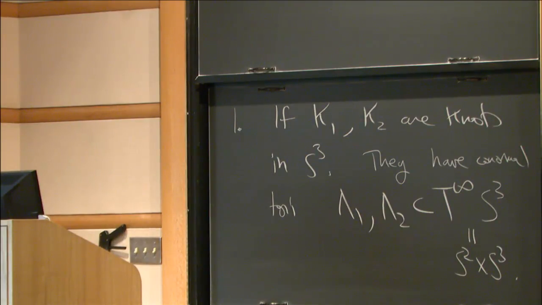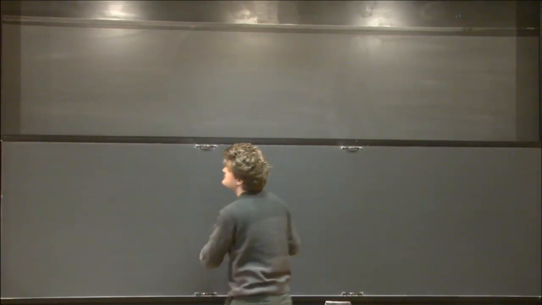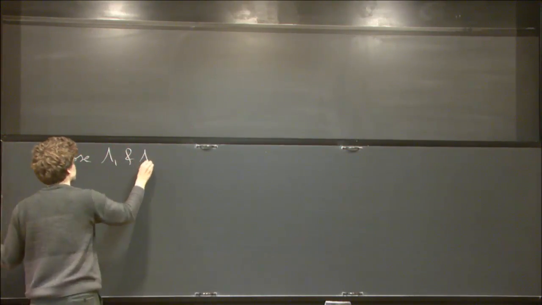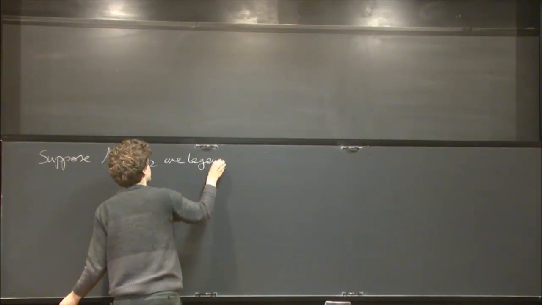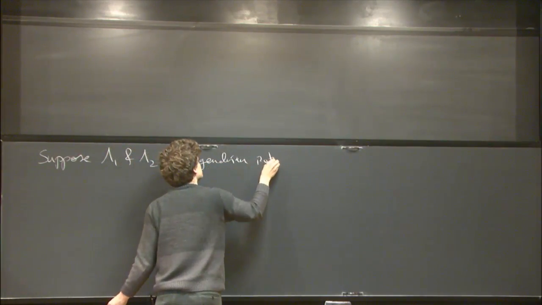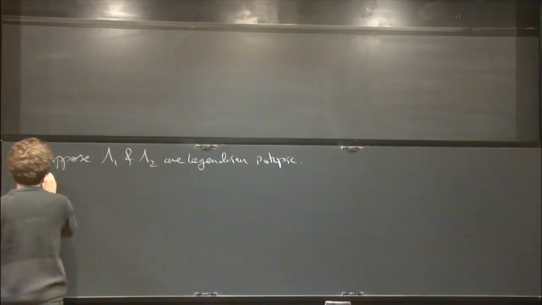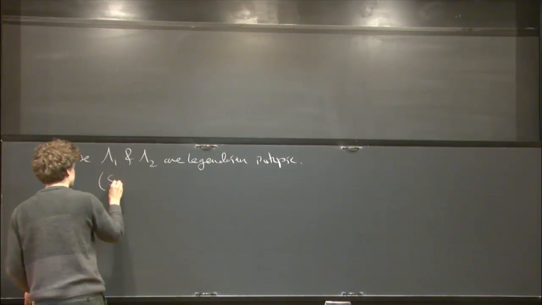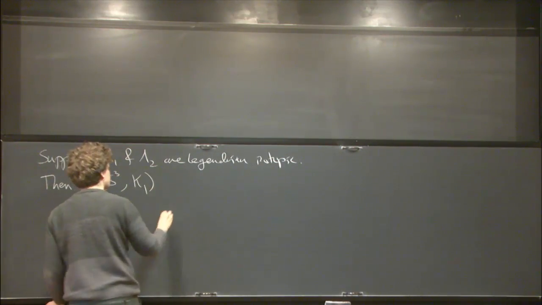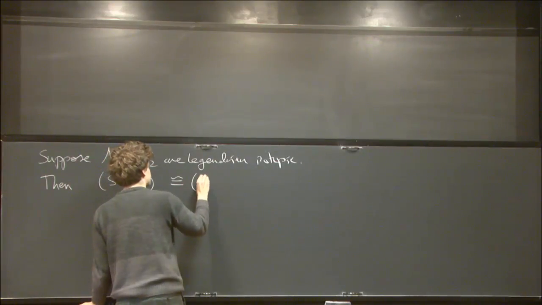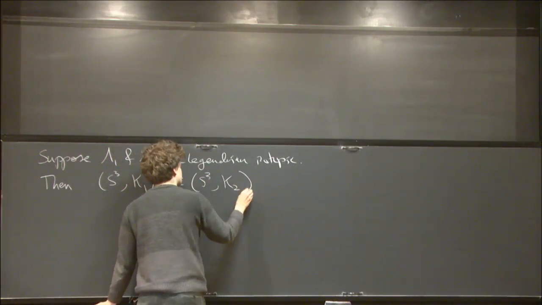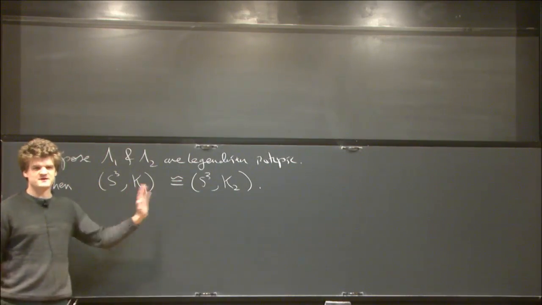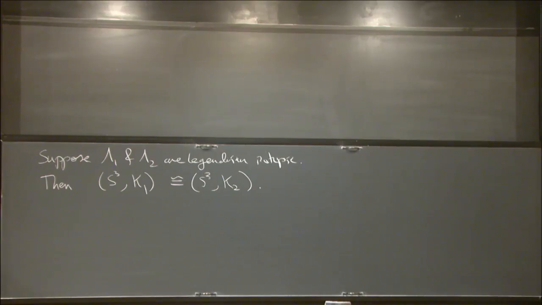So here's the theorem. Suppose that lambda 1 and lambda 2 are Legendrian isotopic. Then, let me put it this way, S3 comma K1 is homeomorphic to S3 comma K2. I'm not sure of the status of whether that homeomorphism can be taken to be orientation preserving.